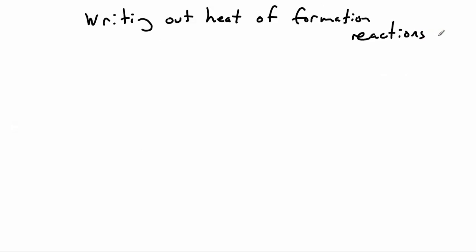So when we say something has a particular heat of formation, we're talking about the heat of a specific reaction where we make the compound from its elements. So for instance, if we wanted to say the heat of formation of methane, that would be making methane from carbon and from hydrogen. And so it's making 1 mole of methane from these things, and everything's in their standard state.